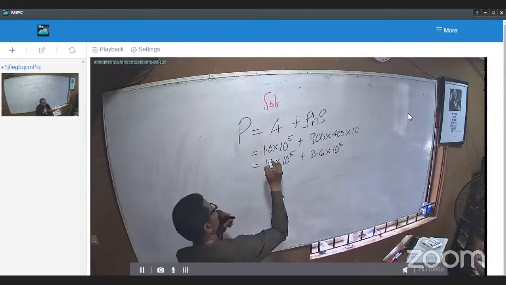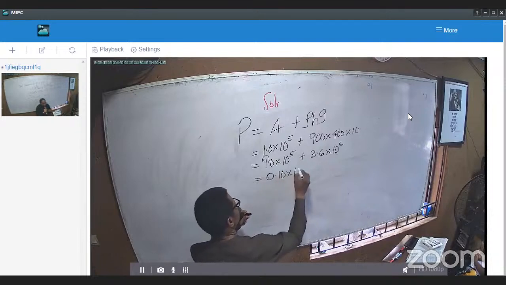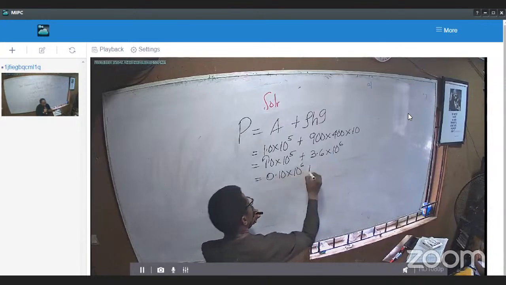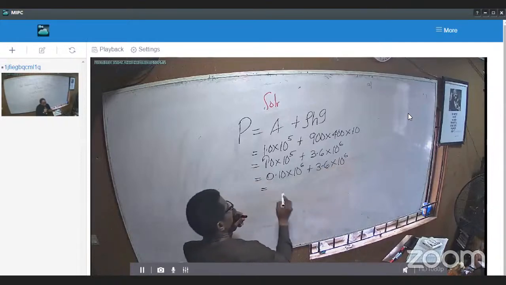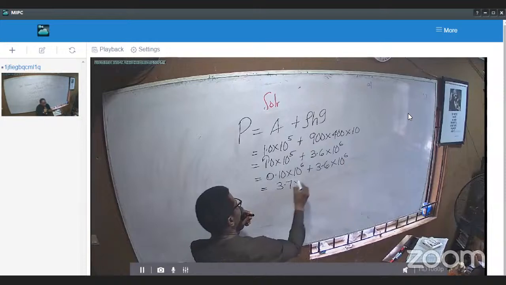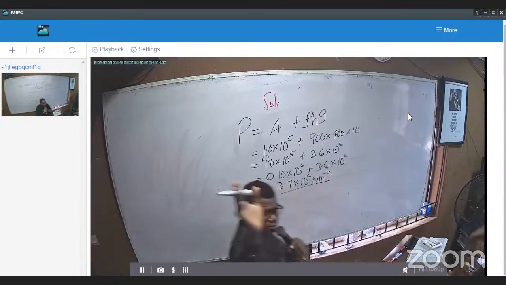You move this one, bam. So what will it become? 0.10 times 10 power 6 plus 3.6 times 10 power 6. Add the two of them. What's the answer now? Newton per meter square. That's your answer. Let me see your answer.